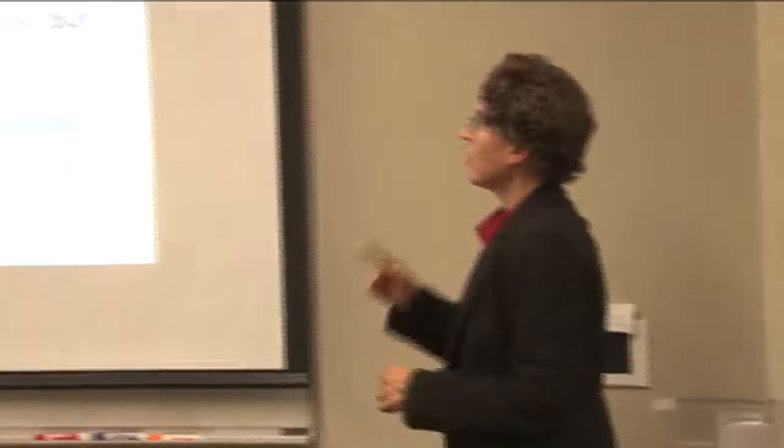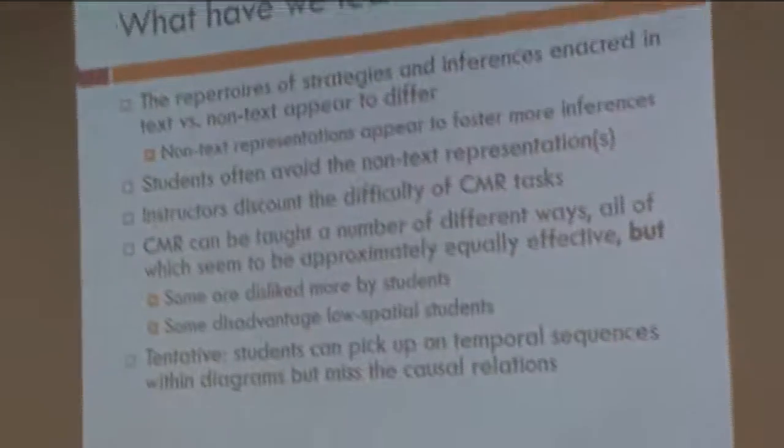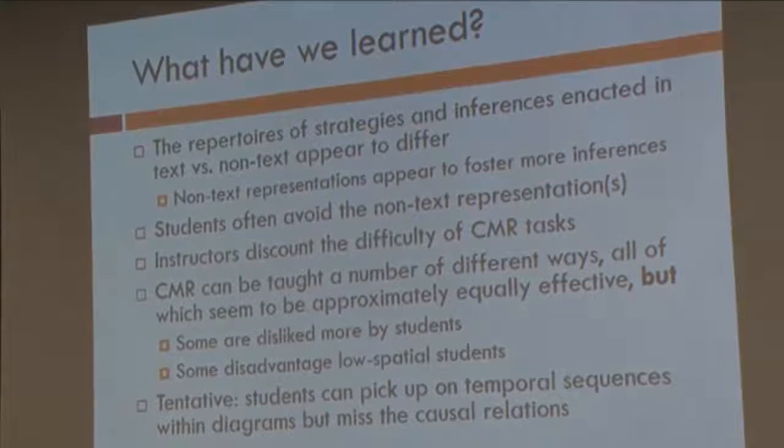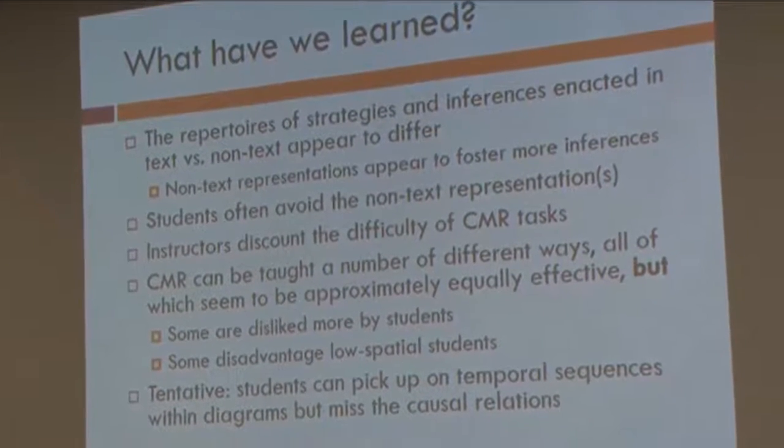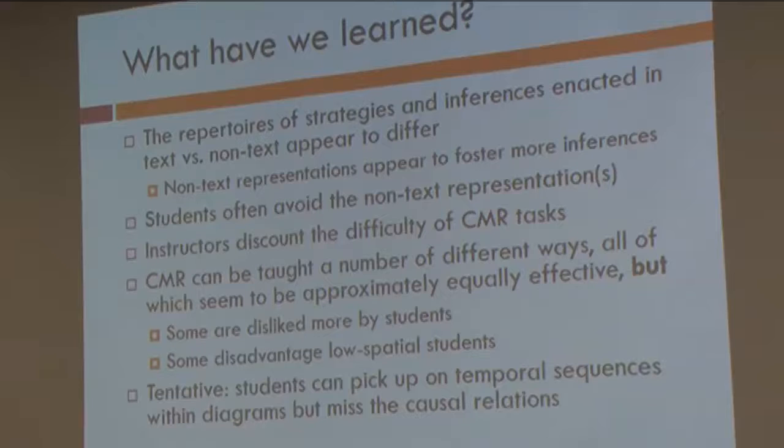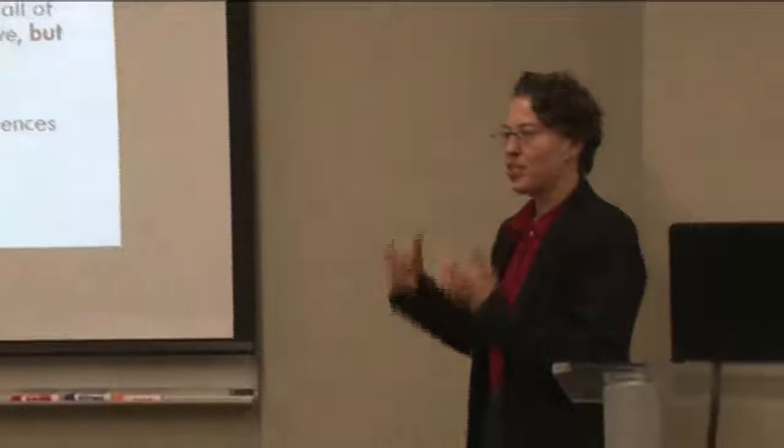I think we've also learned that this task of coordinating multiple representations can be taught in a lot of different ways, and we keep getting these effect sizes of about 0.5. It's like, what's the effect? 0.5. In other words, there's no obvious way to go about teaching this stuff that works better than other ways.